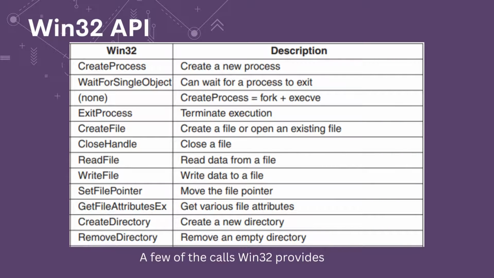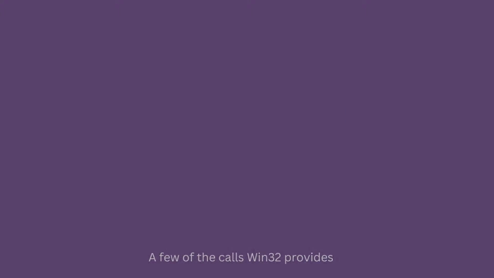There are some calls available in the Win32 API like CreateFile, to create a file or open an existing file, CloseHandle which means close a file, ReadFile, for example if you want to read data from a file, similarly ExitProcess, which terminates execution. So these are a few calls which are used in Win32 API.